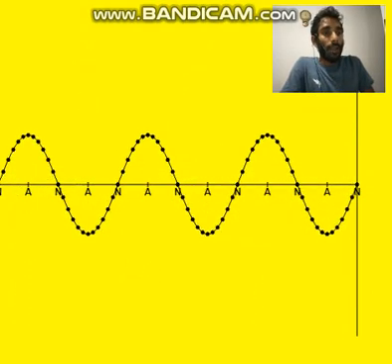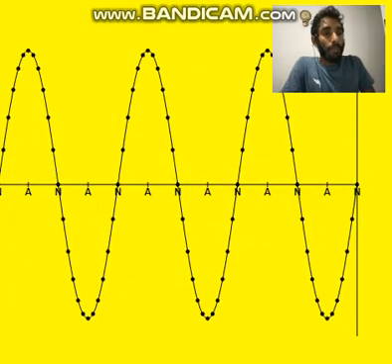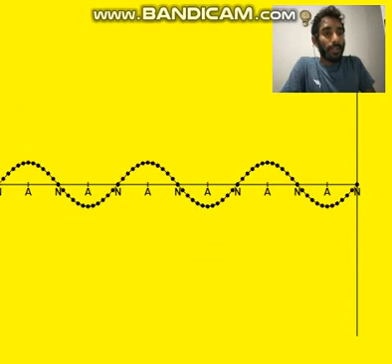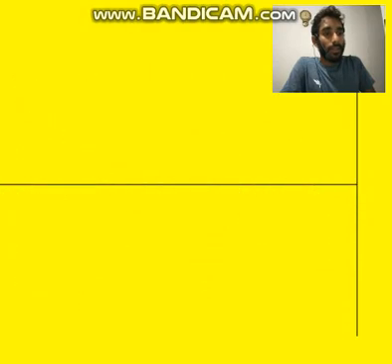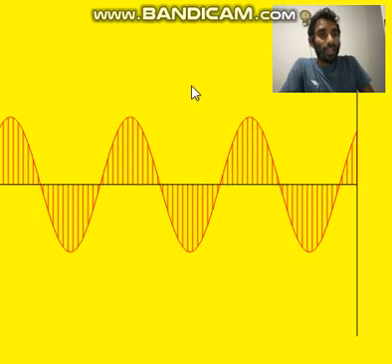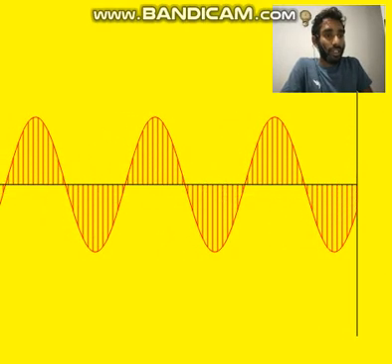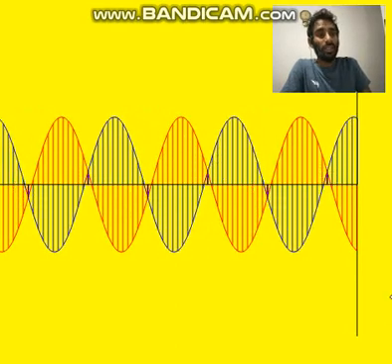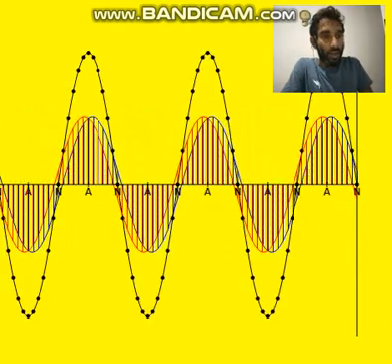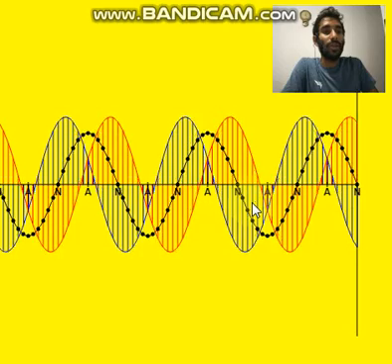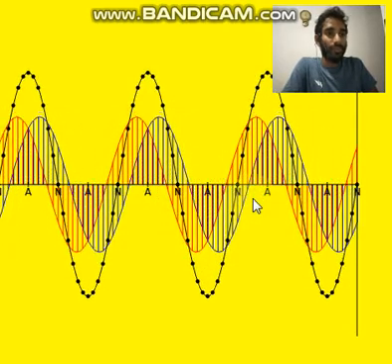So let this incident wave be generated like this, and the reflected wave like that, and all together they form a resultant wave like this. Thank you very much.